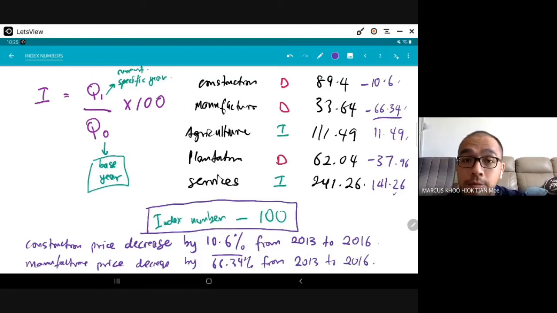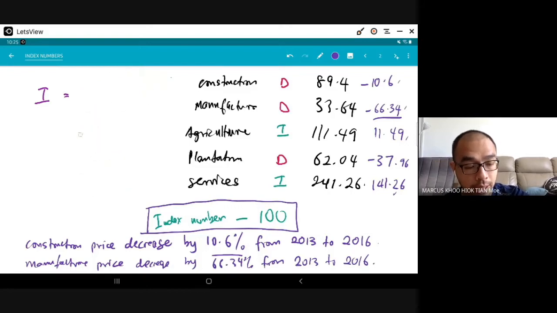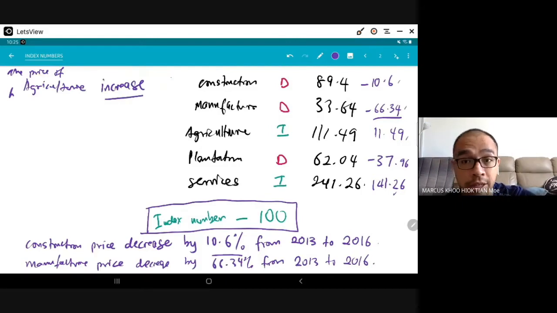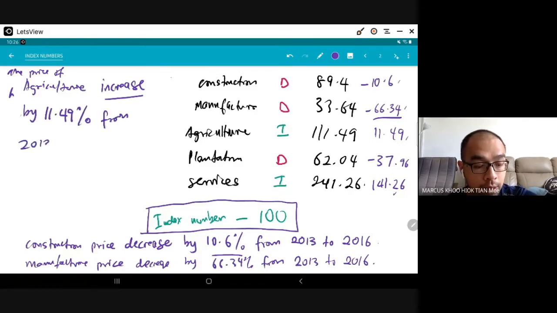2016. Okay. What about agriculture? We know that agriculture increased, right? So we can say that agriculture, actually you should say the price, the price of agriculture increased, and we know because it is more than 100, by 11.49%, from 2013 to 2016.